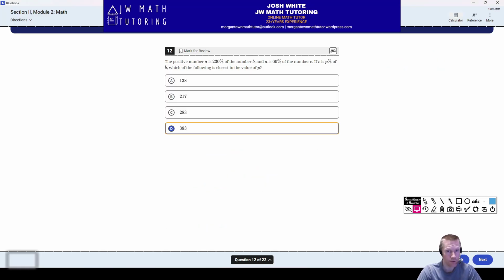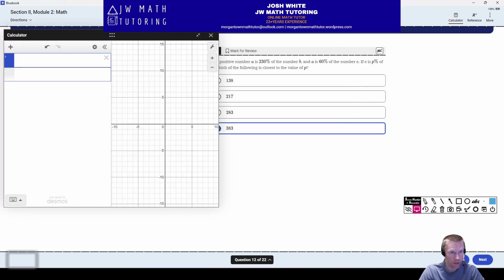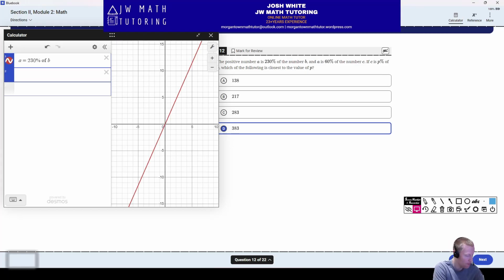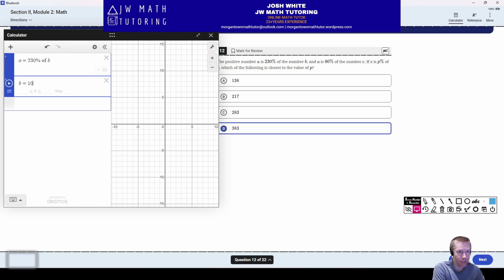Now, how could we do this in Desmos? Okay, so in Desmos, first thing I'm going to do is just type the A equals 230% of B statement. I'm going to define B as 100. I'll explain why I do that in a second. Then I'm just going to do A. I'm not going to do an equation. I'm going to do a regression. A is 60% of C.